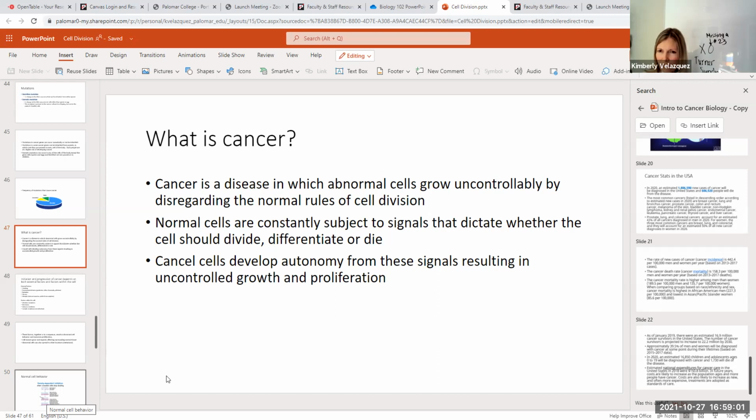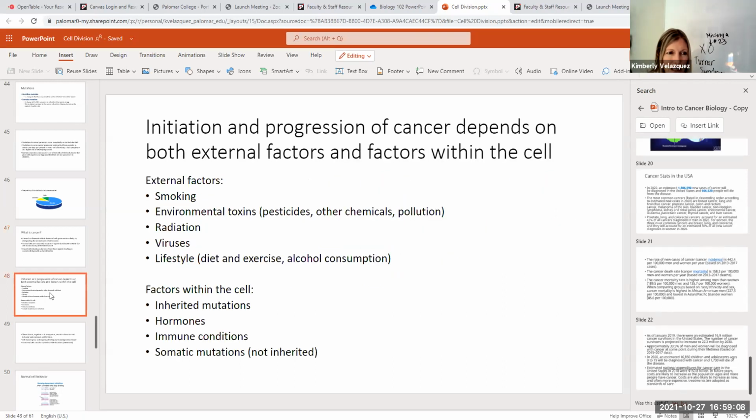They keep dividing indefinitely. They're immortal. They can't follow the same rules anymore as a normal cell. These are some external factors that can cause cancer: smoking, environmental toxins, radiation, viruses. So human papillomavirus, HPV, causes cervical cancer. That's what the Gardasil vaccine is for. The first vaccine ever developed to completely prevent cancer. That's pretty amazing.